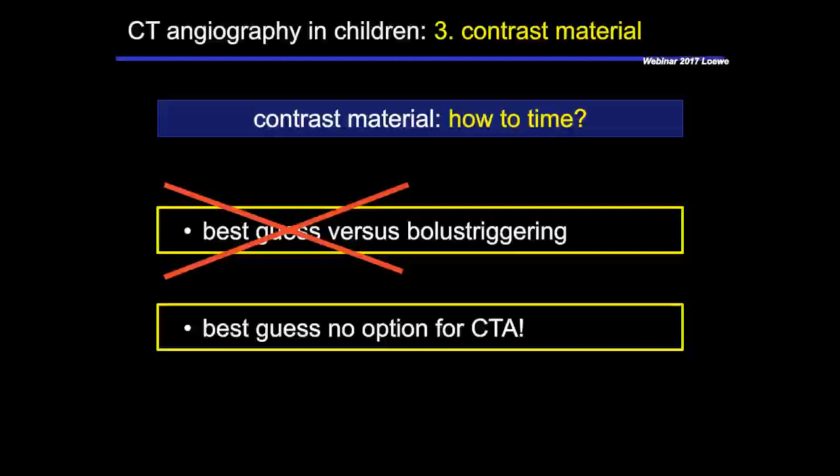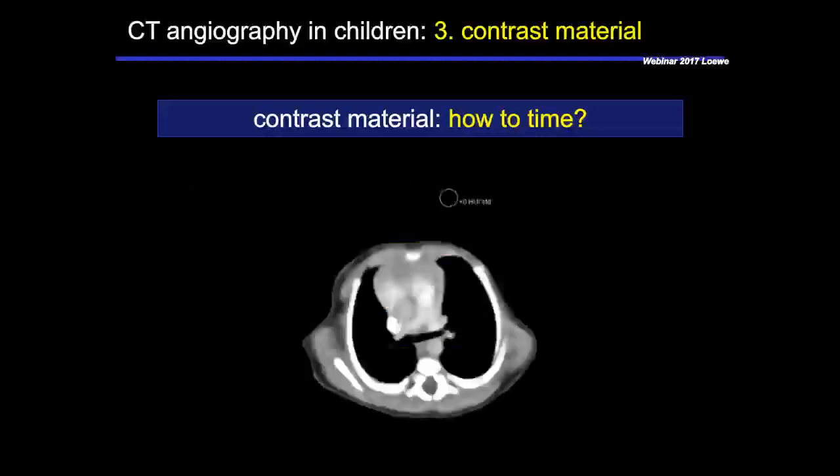It's the old question, especially in small children, about how to time. And for the children, the same is true as for the adults. We should never use a best guess technique. We should even use a bolus timing technique, even in the children. It's a very, very small amount of additional radiation dose, and it gives you the total safety about appropriate timing.